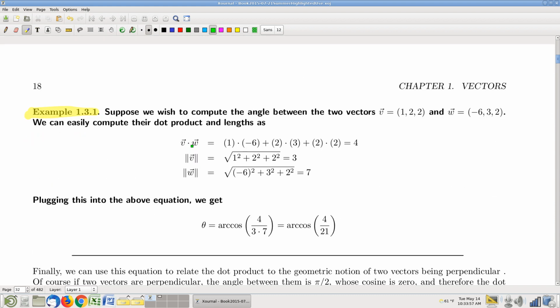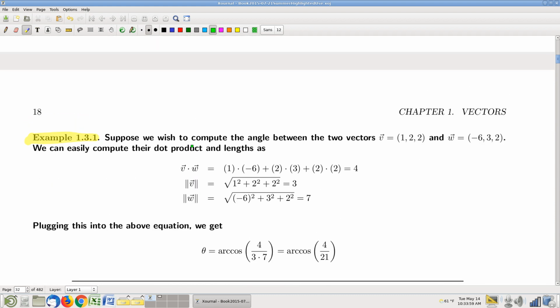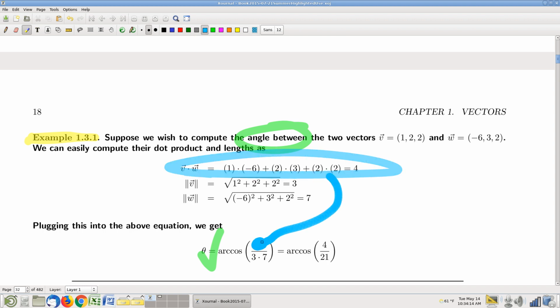Okay. All right, quick example. Here's a couple of vectors. Find the angle between them. And notice, just using that formula, the dot product is easily computed as 4. The magnitudes are easily computed as 3 and 7, as it turns out. And so there you go. Everybody happy? Okay. All right.